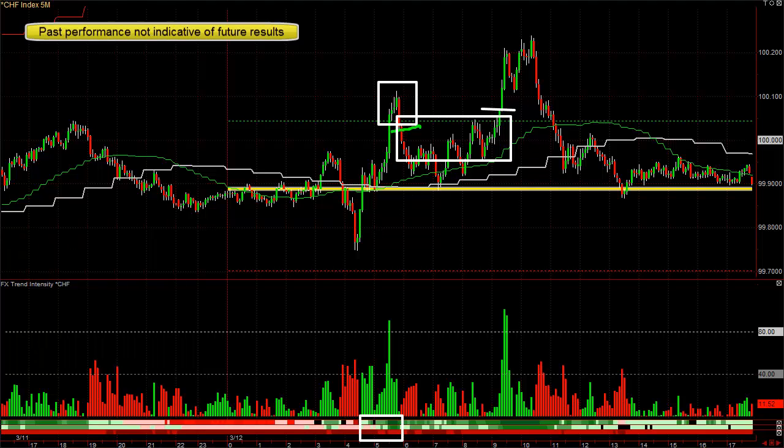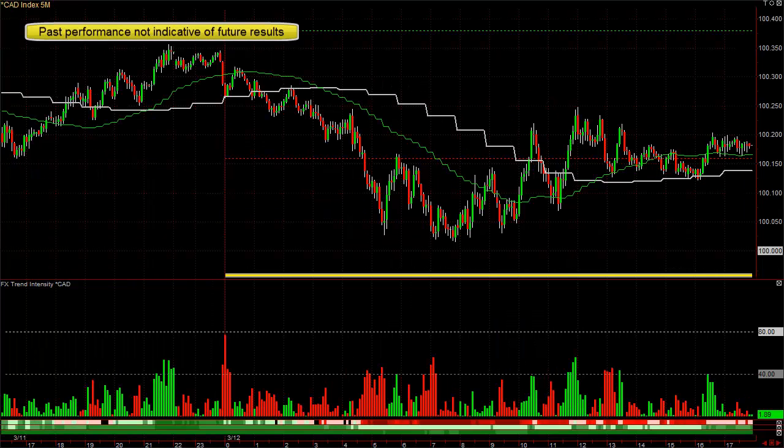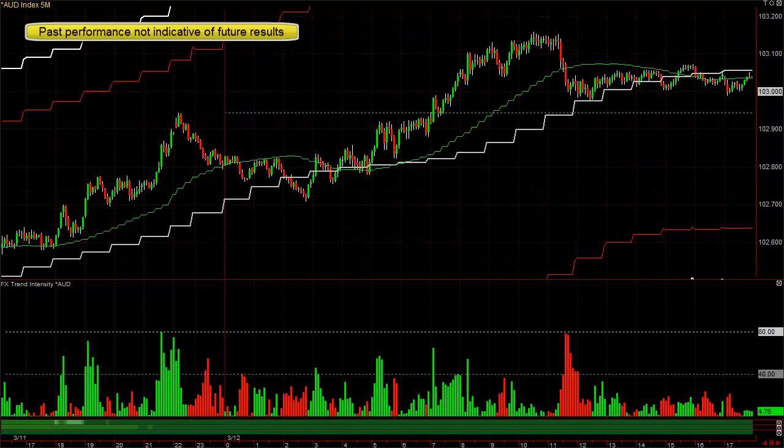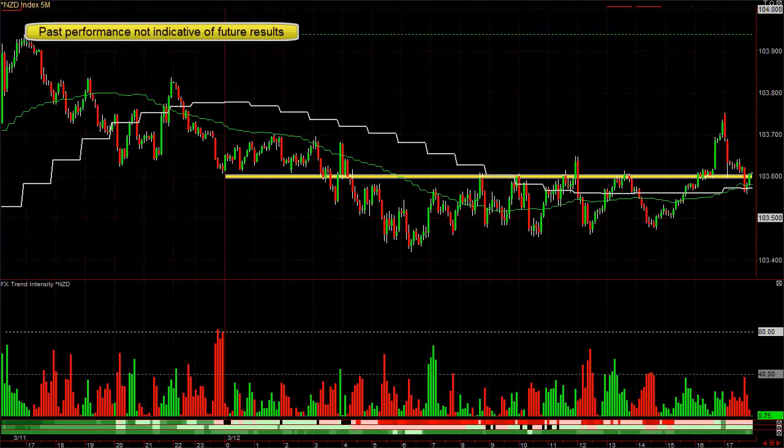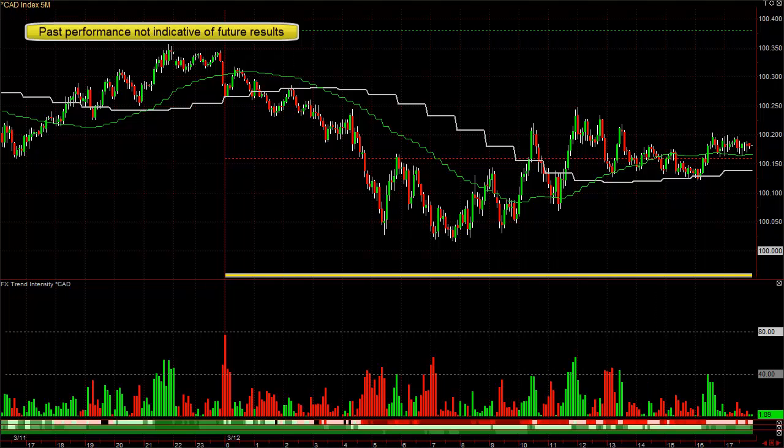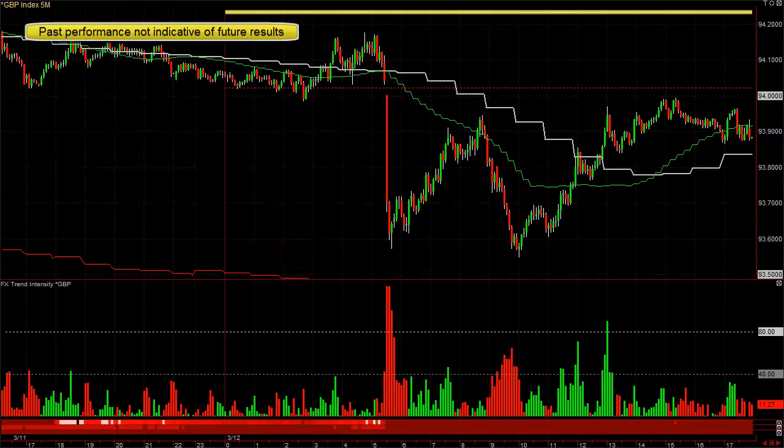So at 9 o'clock, what was the weakest one? Let's take a look at some of these here. 9 o'clock, the CAD is underneath the previous day's low. It certainly could go lower. The Australian's strong, and New Zealand's kind of just going sideways. 9 o'clock, certainly the pound looks to be an excellent one to be selling against.